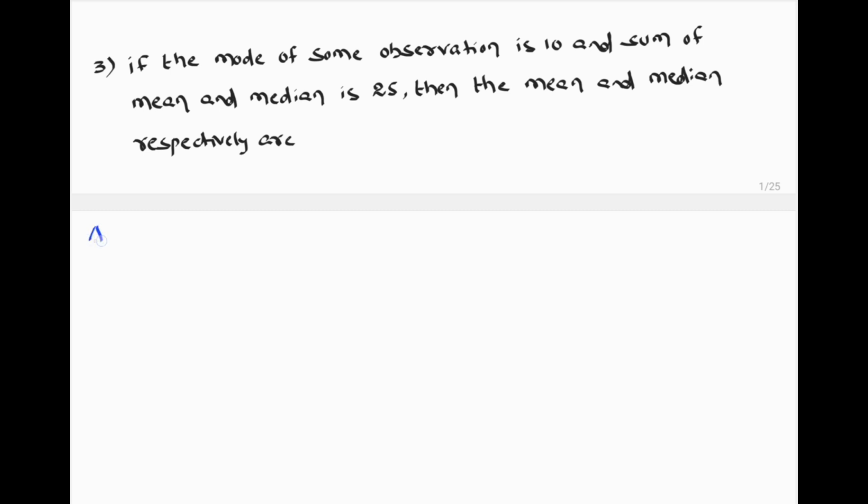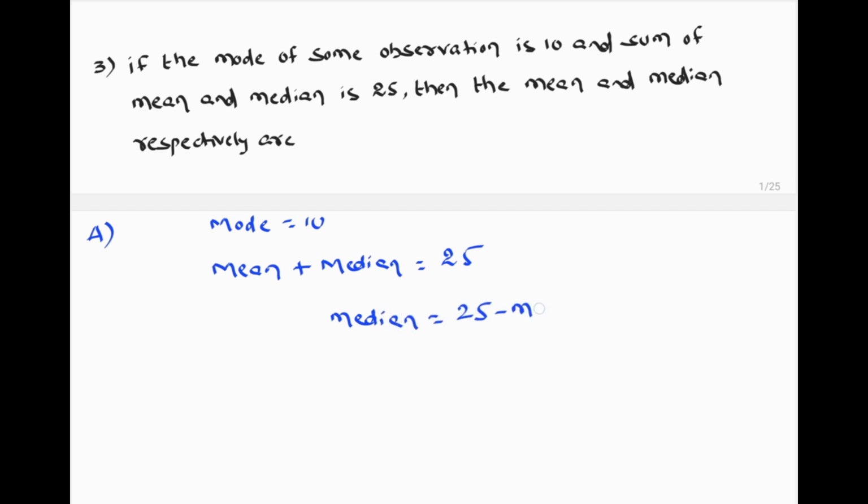So in the given problem, mode of some observation, mode equals to 10, and sum of the mean and median, so mean plus median, sum of these two, it is given 25. Now we can convert everything in terms of median. Therefore, median equals to, on transposing, 25 minus mean. Okay, it is the equation 1.